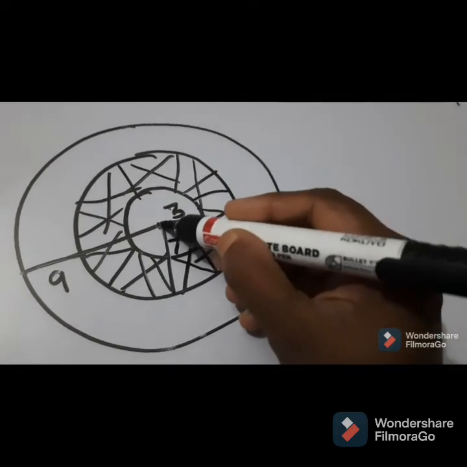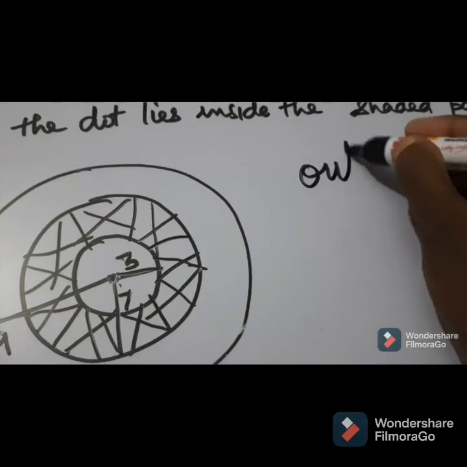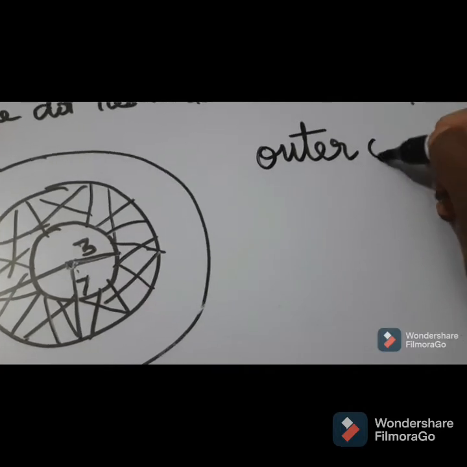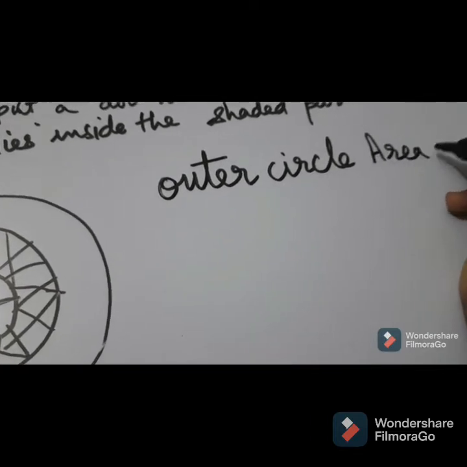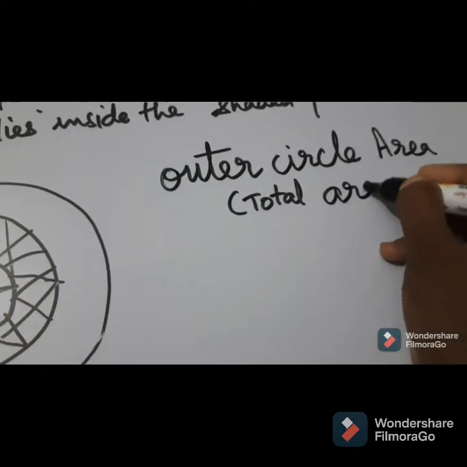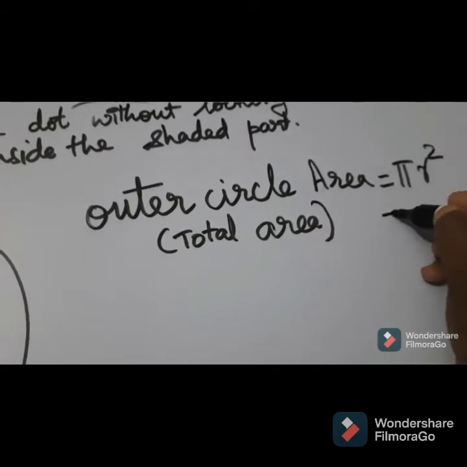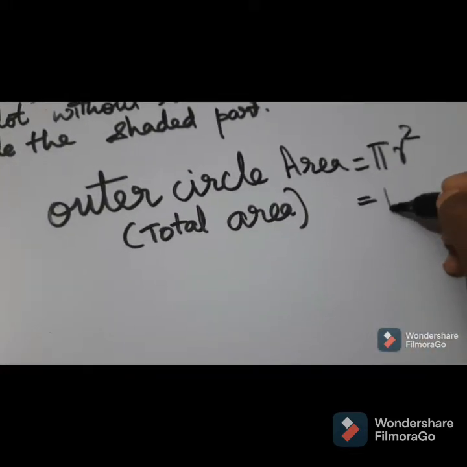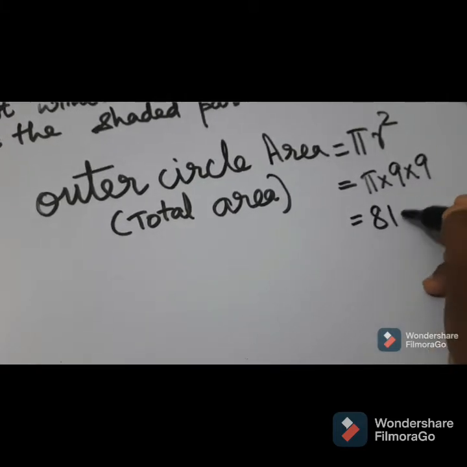So here there are 3 circles we can see. The big circle, or outer circle, area we can find. That is the total area. Outer circle area, that we can write as total area, that is equal to pi r square. What is r here? Here it is 9 centimeter. That means pi into 9 into 9, that is 81 pi.